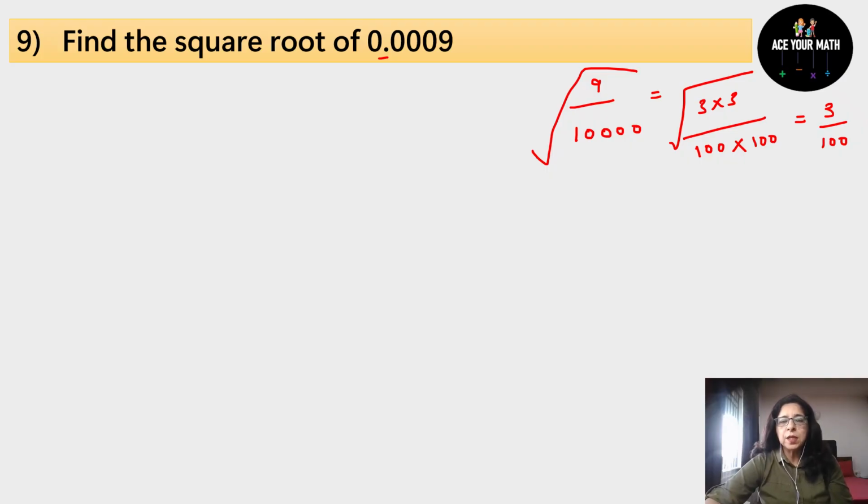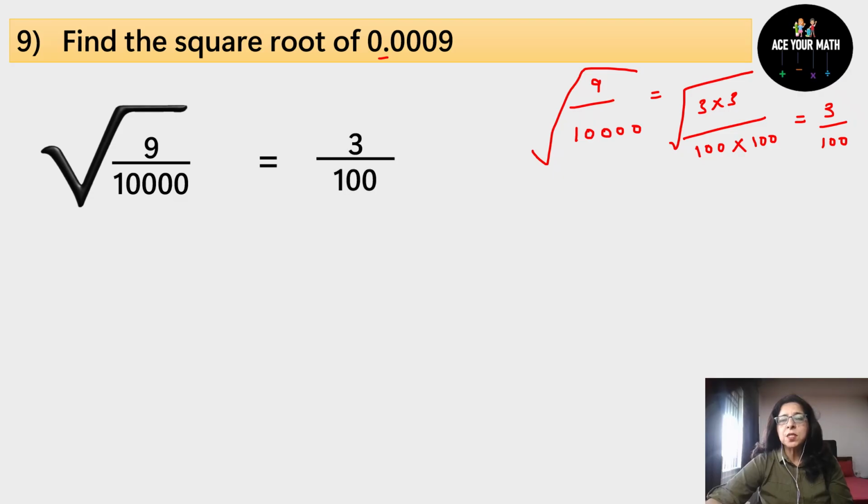So how do you solve this question step by step? You need to find the square root of 0.0009. It can be written as 9 over 1 and then 4 zeros, which is nothing but 3 over 100. And when you solve 3 over 100, you get 0.03. So the square root of the given number is 0.03.